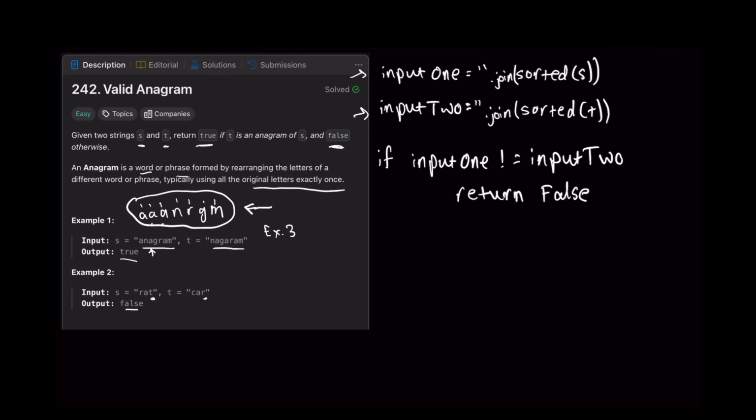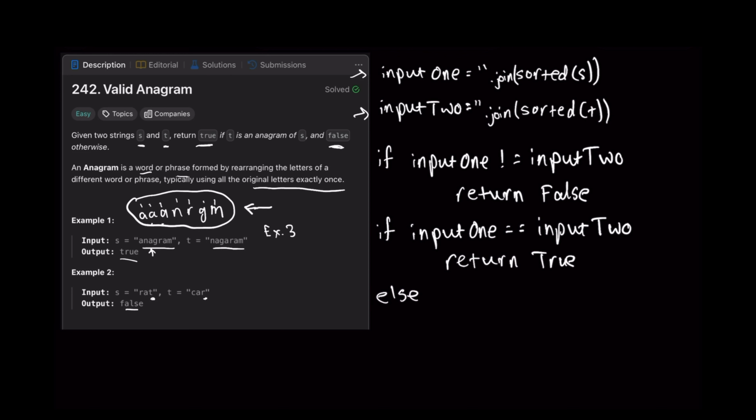But if they are the same size, now we want to do our actual check. If they are the same size, if input 1 equals input 2, return true. And if not, we can return false. And that will give us the right answer.